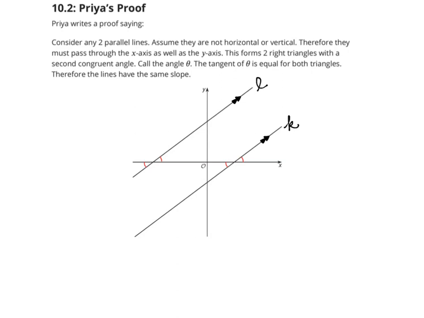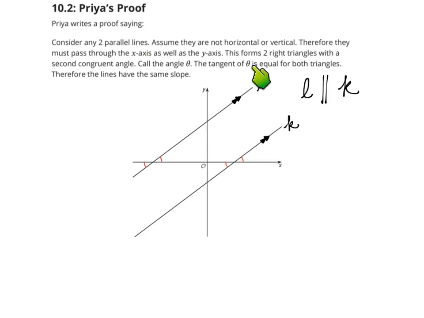I need to mark that they are parallel, so there I have them marked as parallel. And then it says, therefore, they must pass through the x-axis as well as the y-axis. Well, we can see that both of them do cross the y-axis, both of them do cross the x-axis, and that has to be true because they are neither horizontal nor vertical. So they're going to have to cross the horizontal and vertical lines. I just want to make sure we're marking that they are parallel.